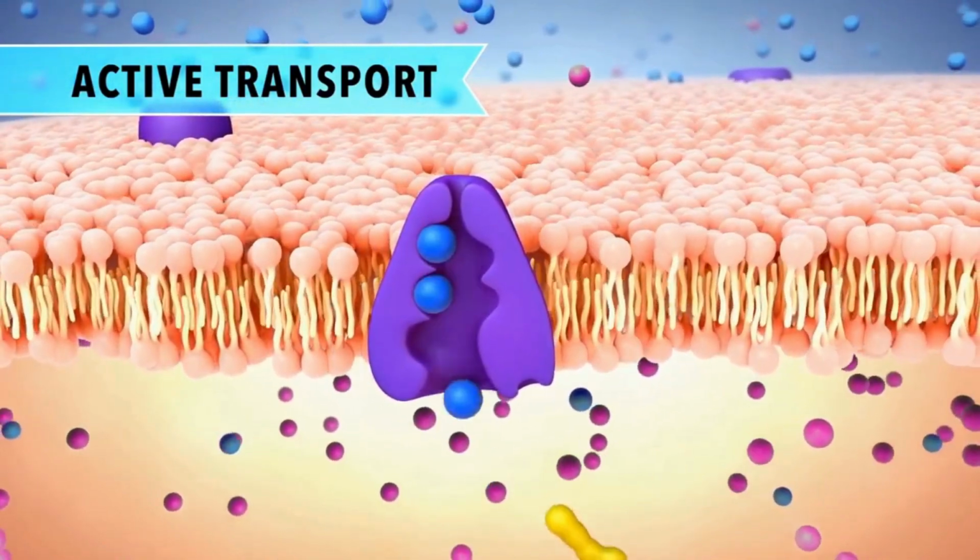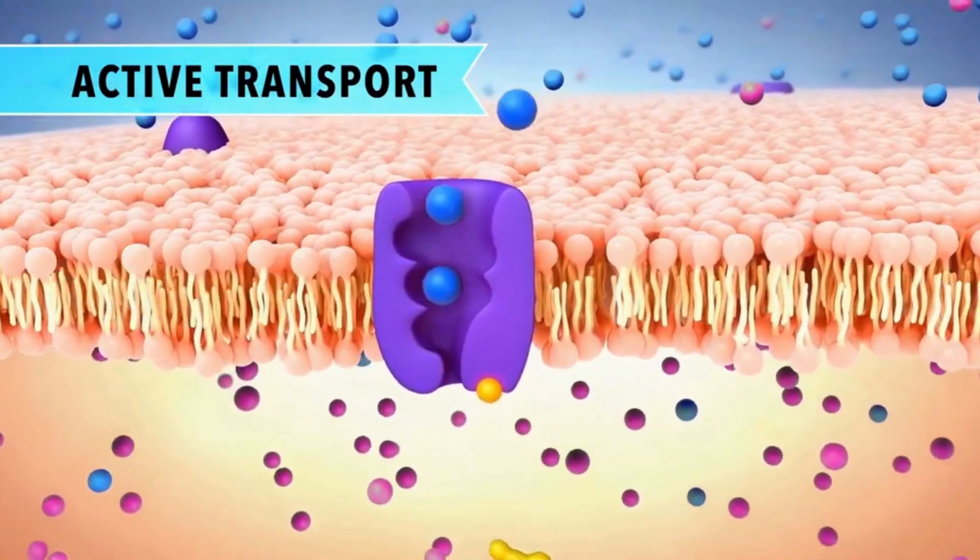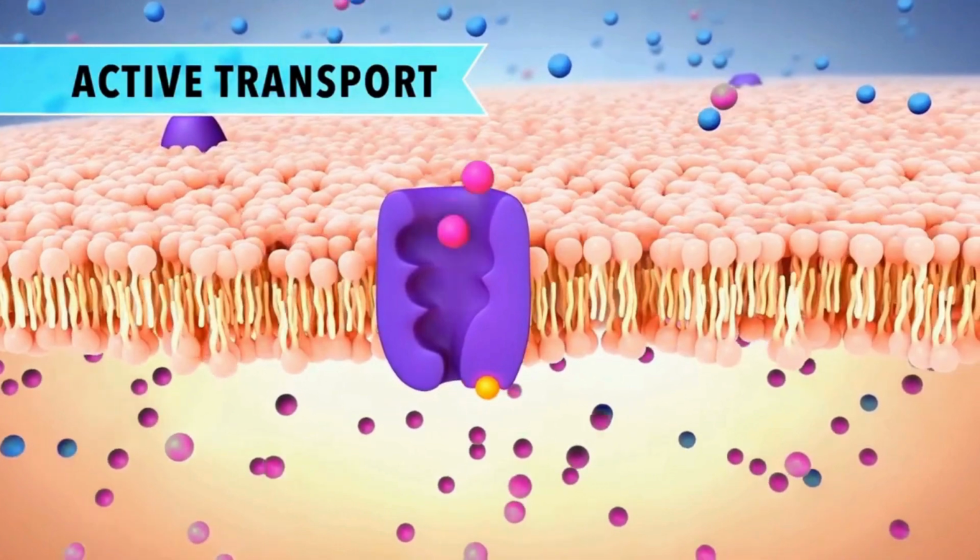Protein pumps used in active transport require energy because the molecules or ions are moving from an area of low concentration to high concentration.